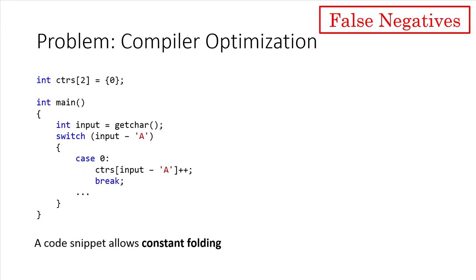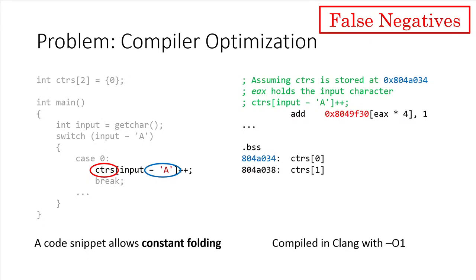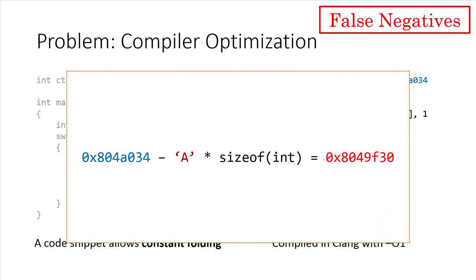In this piece of source code, we only care about one single line. In this single line, there are two constants, which are the base address of the counters array and a character uppercase A. A compiler, when optimization is enabled, is able to figure out, oh, there are two constants. Let's try folding them together, which basically takes the existing base address minus a constant and creates a new base address.